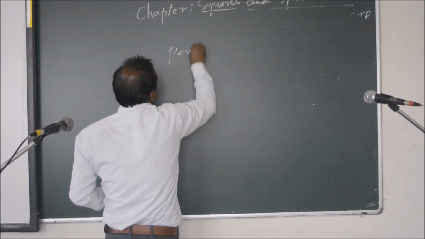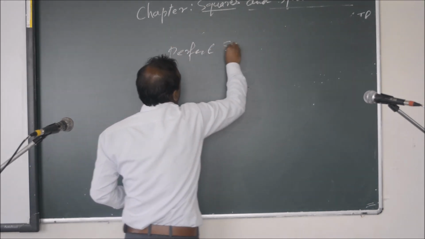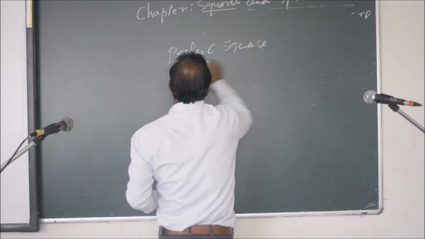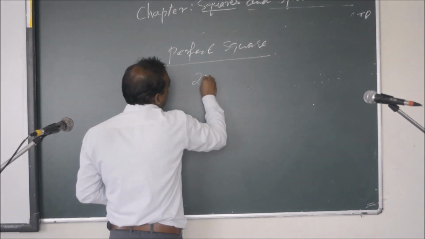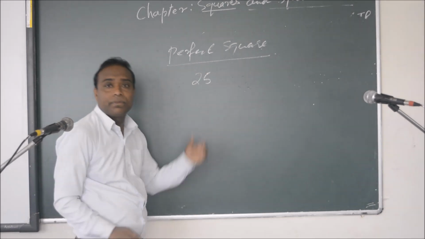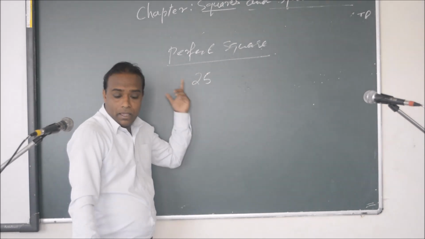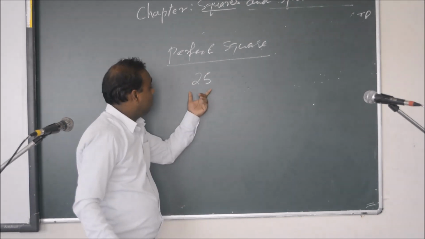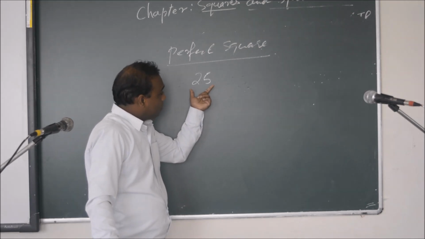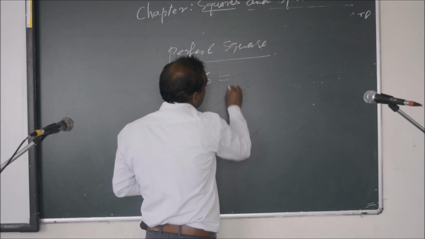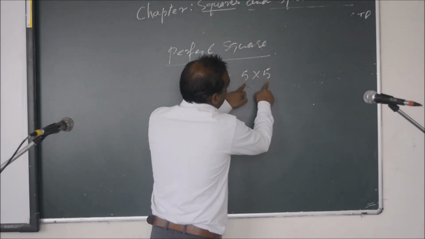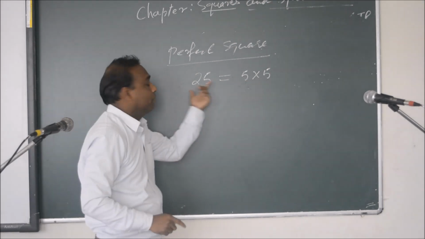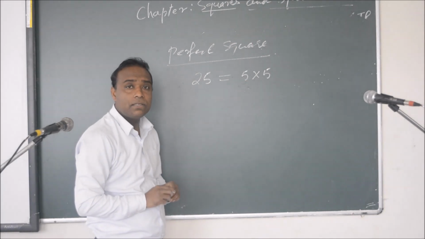See, perfect square means, suppose I take a number, let us take the number 25. Now, you have to see here, this 25 is a product of two numbers, like 5 into 5. 5 into 5 is 25. It's like this.